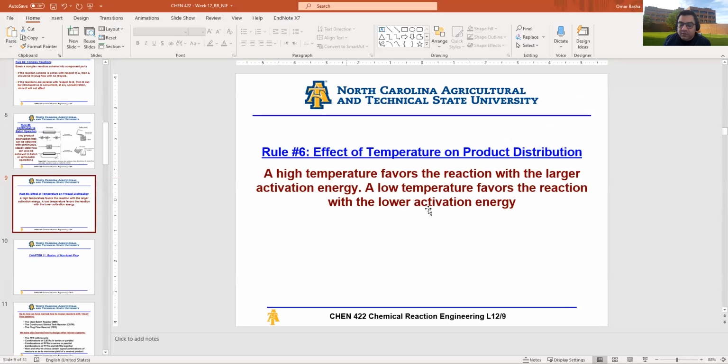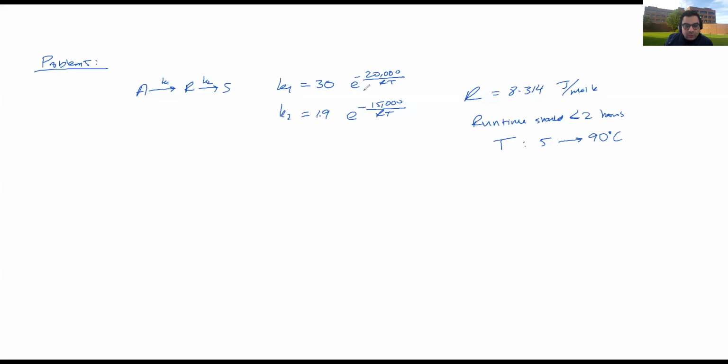So the gauge here is to have a look at the activation energies, right? If I operate at a high temperature, I'm going to favor the higher activation energy reaction. If I operate at a lower temperature, I'm going to favor the lower activation energy reaction. So let's go back here. Let's have a look. So we said high temperature favors higher activation energy, and low temperature favors lower activation energy.